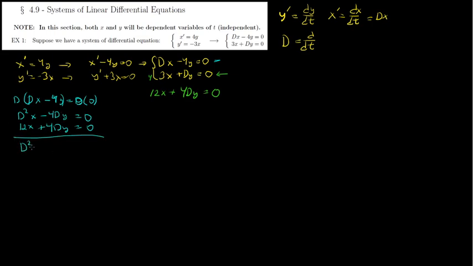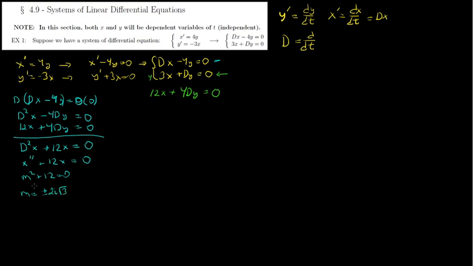I get d squared x, or second derivative of x, plus 12x equals 0. Okay. So, yep, we've solved equations like this before. It might be more familiar if we write it as x double prime plus 12x equals 0. Right? The auxiliary equation is just m squared plus 12 equals 0. So your solutions for m are plus or minus i times the square root of 12. So that's 2i times the square root of 3.